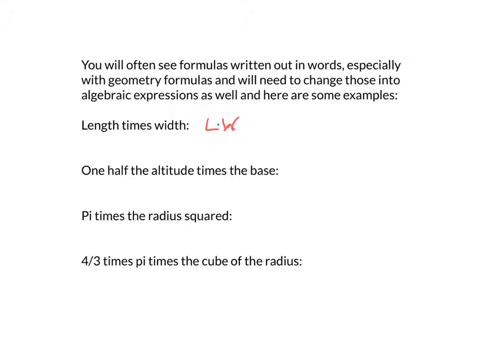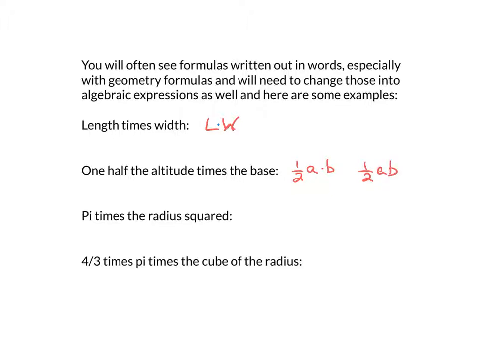The second one that I have, 1/2 the altitude times the base. If I have 1/2 the altitude, I'm going to have 1/2 of the altitude. I'm going to express altitude with an A times the base. Once again, I could put times b if I wanted to. I could also get rid of that. I could just have 1/2 AB that particular way.